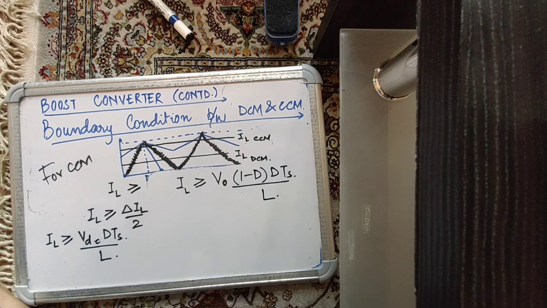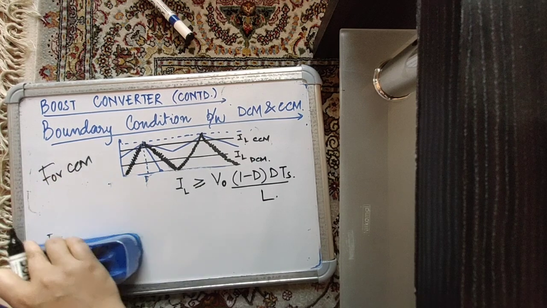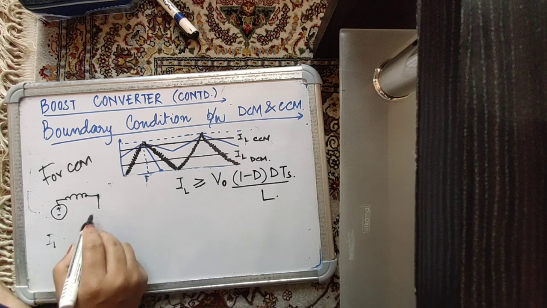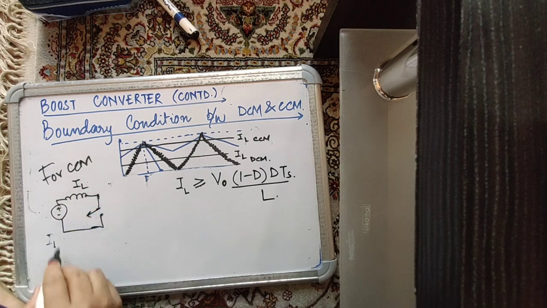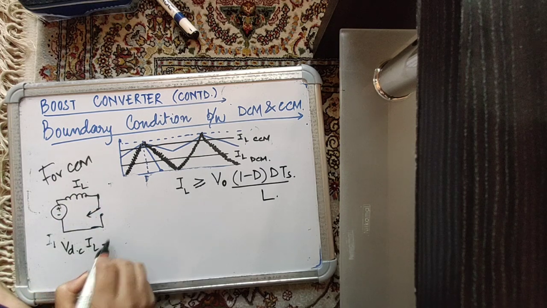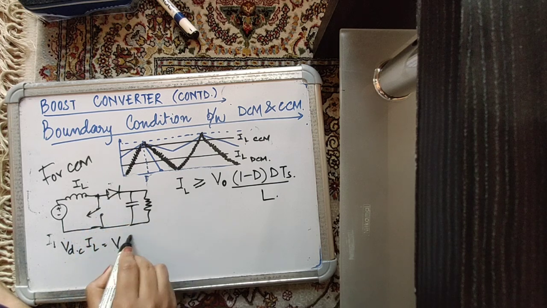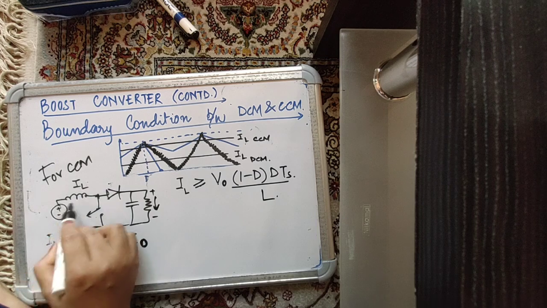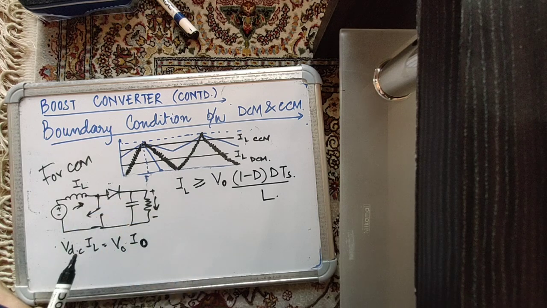Now, the inductor current itself is the source current for a boost converter circuit. So VDC into inductor current should be equal to V naught into load current I naught. So that is input output power balance. जितना power source से गया उतना ही power load में consume हुआ. Assuming it's a lossless converter, there are no losses anywhere here.